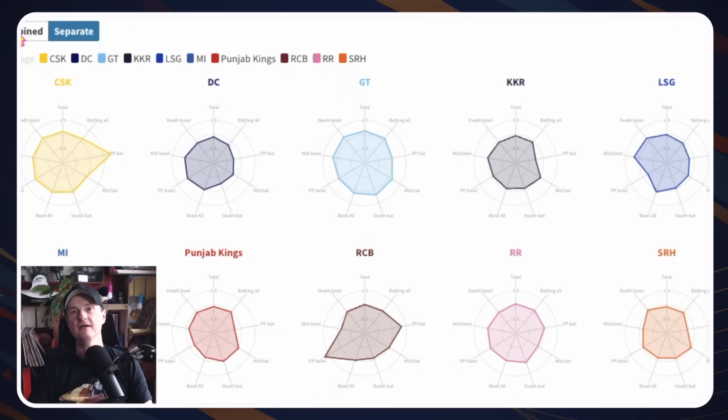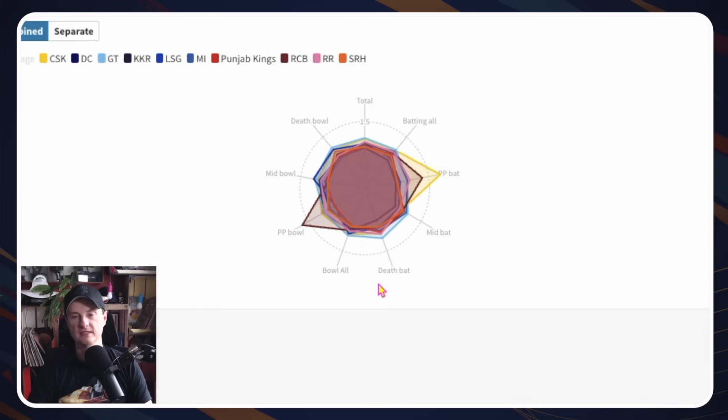Welcome to our IPL Team Maps from last season, part 2. A quick recap for everyone who wasn't here last time on how these team maps actually work. At the top is the total. This basically tells you how good or not good your team is overall. Then on this side is all the batting, and on this side is all the bowling.